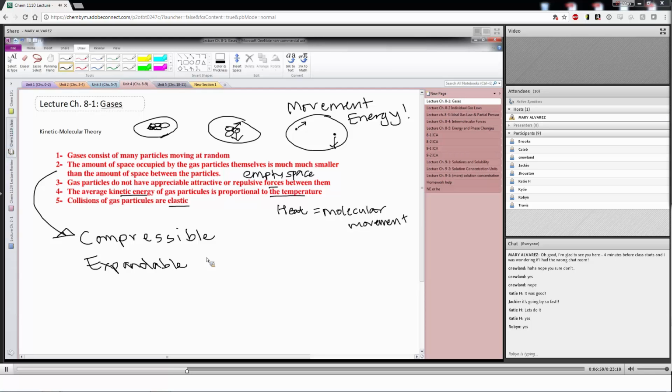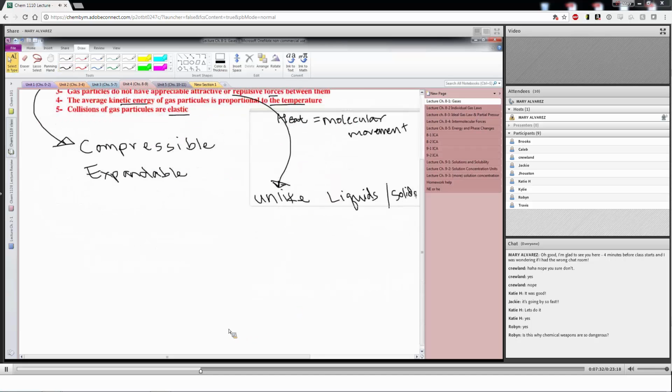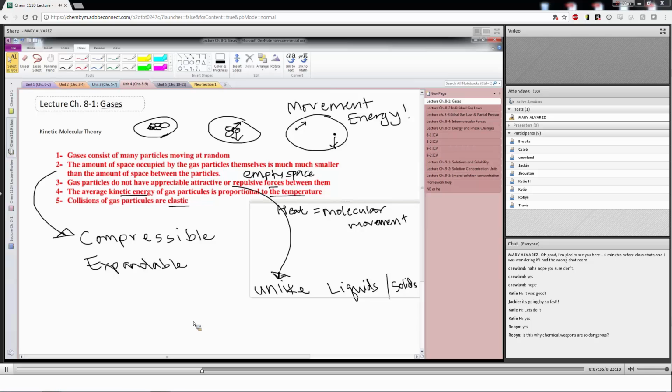Gas particles do not have appreciable attractive or repulsive forces. This is going to become a little bit more interesting when we talk about liquids and solids, because that's completely unlike liquids and solids. A lot of the physical properties that liquids and solids get come from these attractive forces between molecules. So since gases don't have those, almost all gases will behave in a uniform manner. And we talked already about kinetic energy and temperature. Okay, so good.